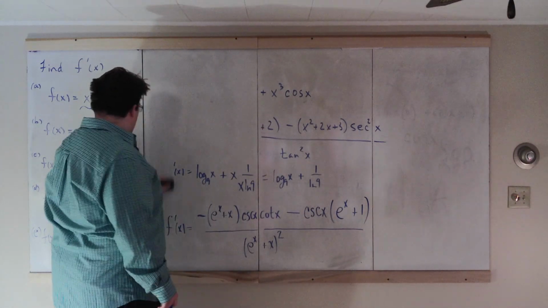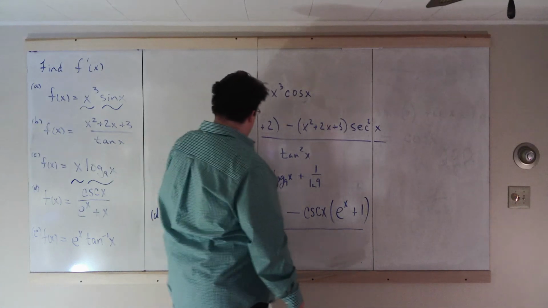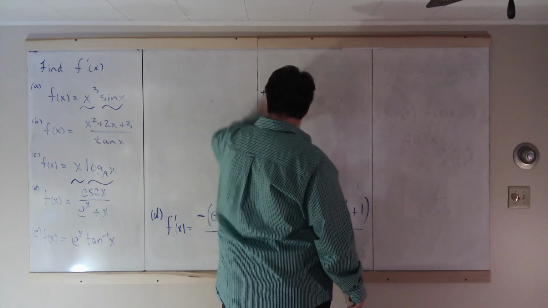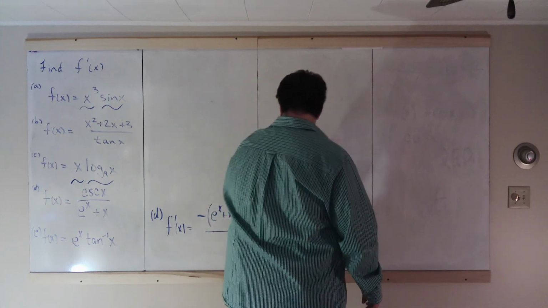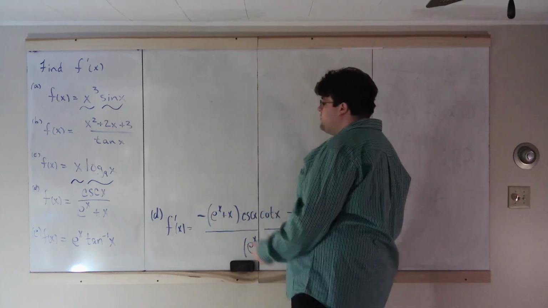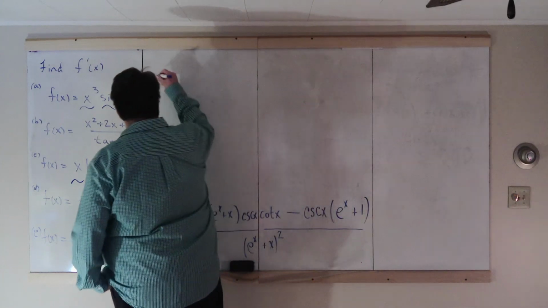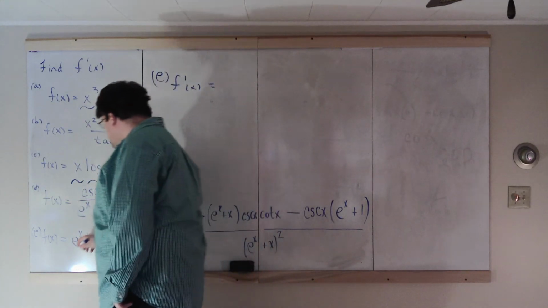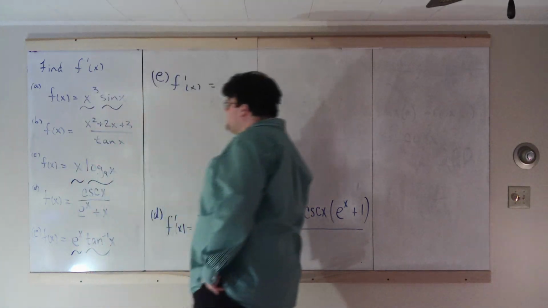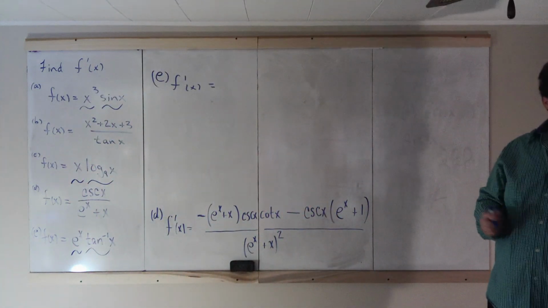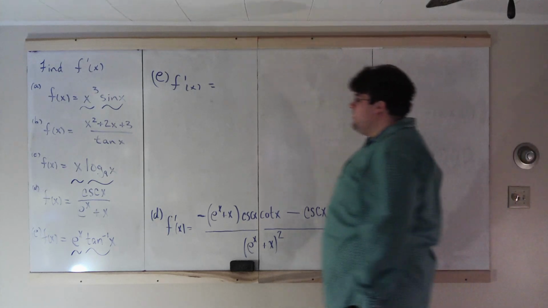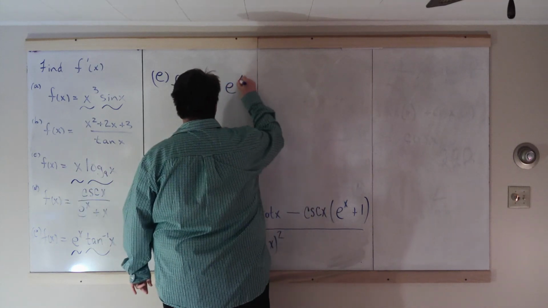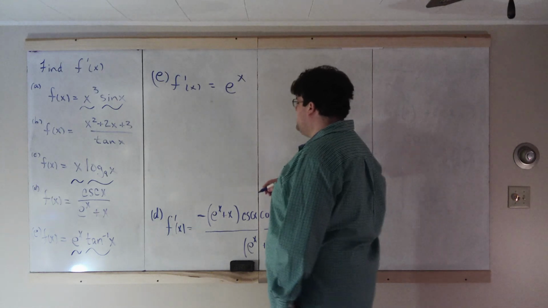Now how about part E? Well, right here, tangent to the negative 1 is not 1 over tangent. Tangent to the negative 1 is the inverse tangent function. Here we have e to the x times the inverse tangent of x. Well, that's another product rule. So the derivative of e to the x times inverse tangent x: well, the derivative of e to the x is itself, and then leave the second thing alone.